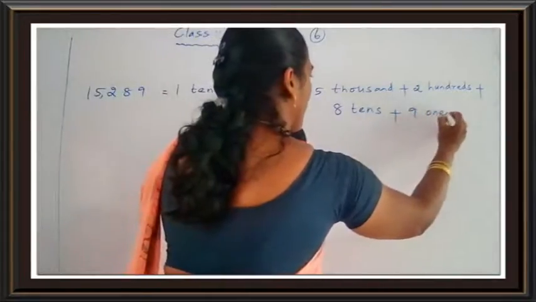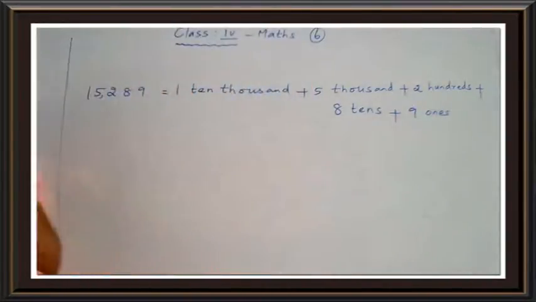Okay, so the expanded form means the sum of the place value of each digit. That form of the number is said to be expanded form. Okay, the sum of the place value of its digits.